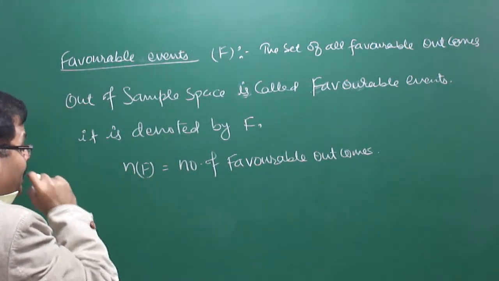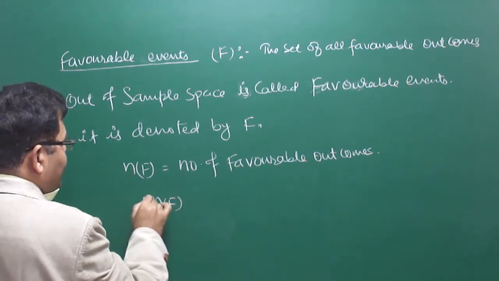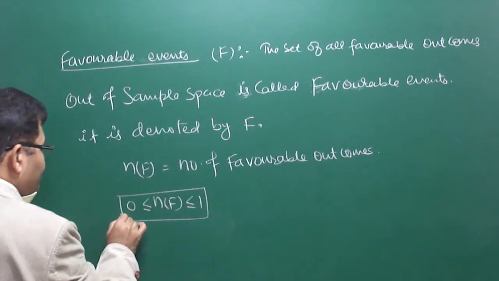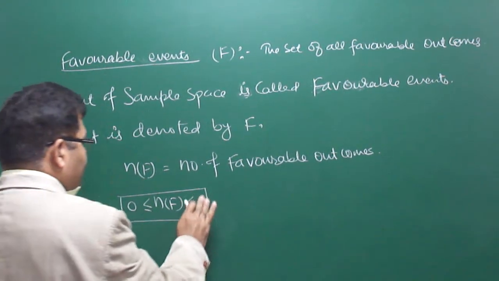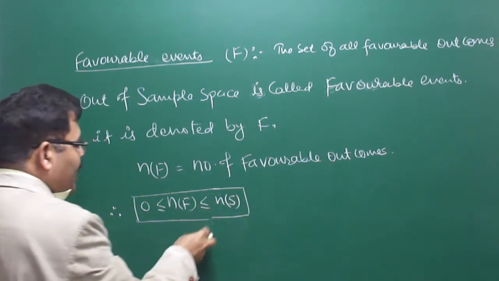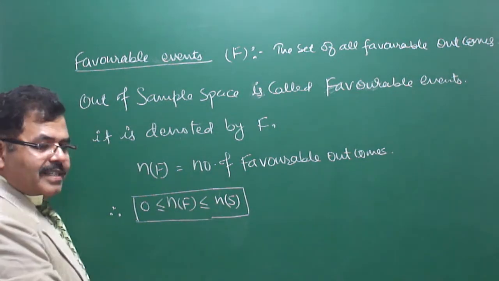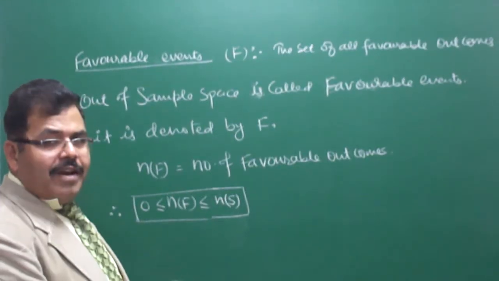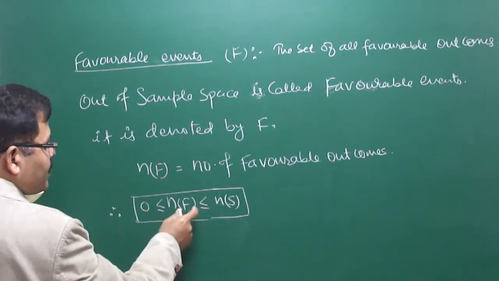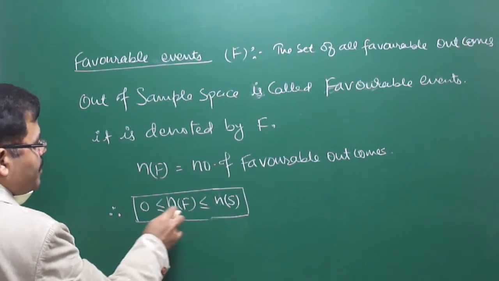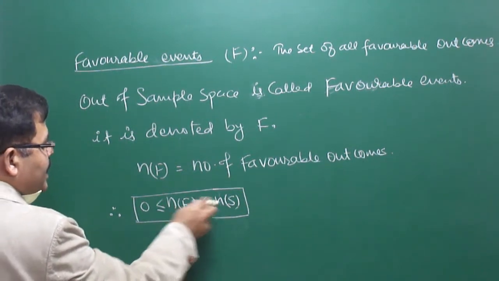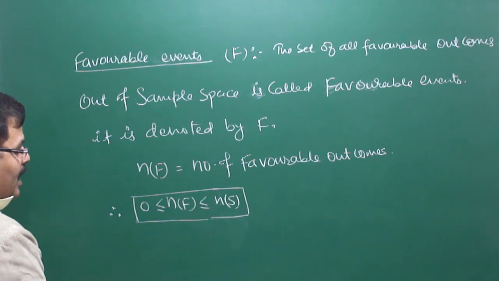And therefore, NF is always greater than or equal to 0 and less than or equal to NS, because we have to select out of NS. It cannot be more than the elements in the sample space. So it will lie between 0 and NS. Minimum favorable items can be 0, maximum can be all. So NF lies between 0 and NS. I hope you got it.